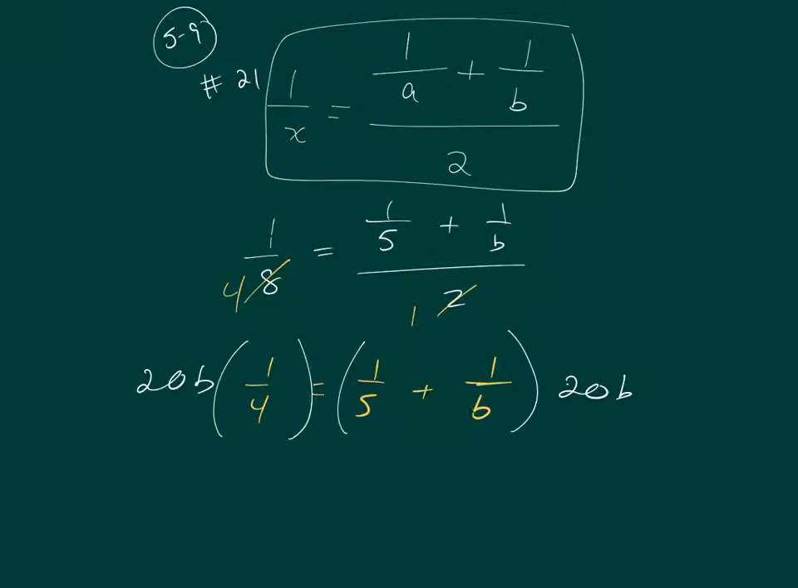Oops. 20b over 4 is 5b. 20b over 5 is 4b. And 20b over b is going to be just 20. Again, what am I doing? I'm multiplying this in the numerator. I'm distributing this to both of these numerators here. So we get the simple equation at the end. Subtracted, b is going to be 20.